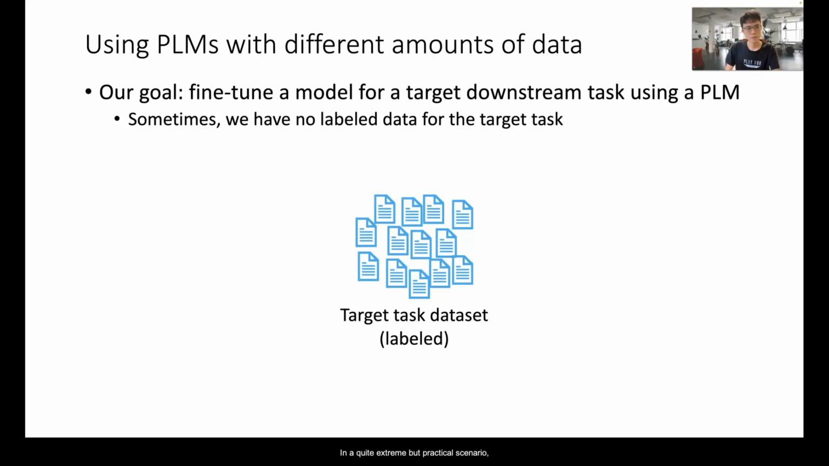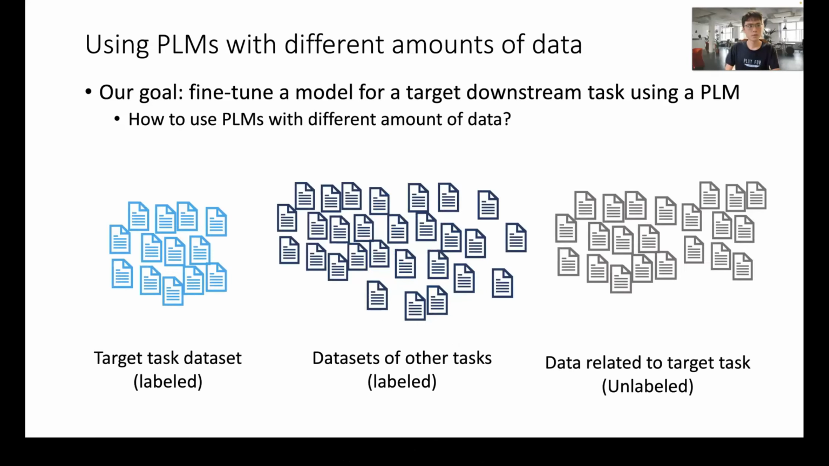In a quite extreme but practical scenario, we might not even have any training data for the target task, so it is impossible to fine-tune a model. In short, we may have different amounts of labeled or unlabeled datasets for the target task and other datasets for other tasks. How should we use different combinations of the datasets to perform well on the target task? This is the question we are going to answer in this part of the tutorial.